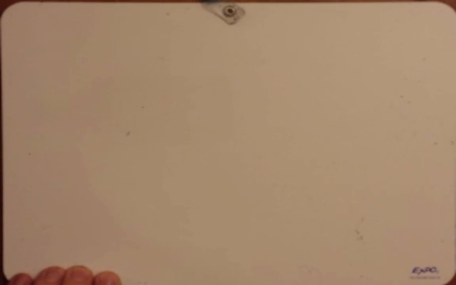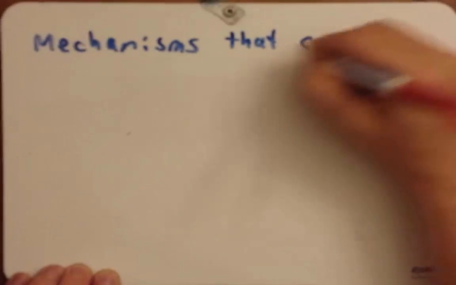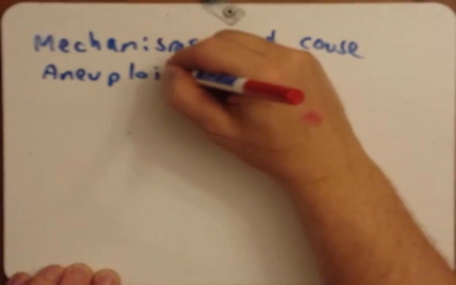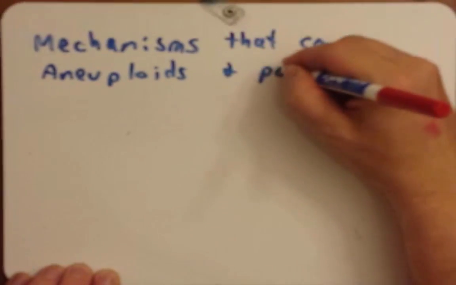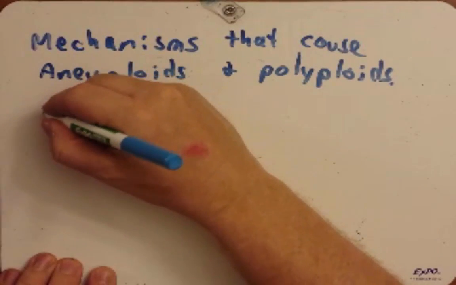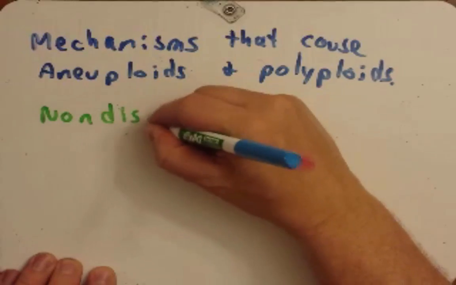Hello and welcome everyone to this final podcast on this section on chromosomal rearrangements and changes in copy numbers. In this podcast, what we're going to talk about are some of the mechanisms that cause aneuploids and polyploids. This first mechanism, and really it's the main mechanism we want to talk about, is called nondisjunction.